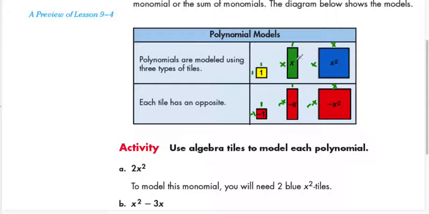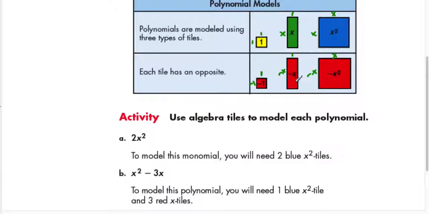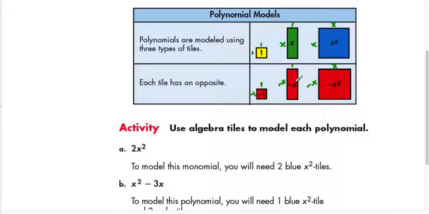So these are your polynomial models. These are your algebra tiles. Now let's take a look at some activities. Use algebra tiles to model each polynomial. It's saying 2x squared. That means to model this polynomial, you will need two blue x squared tiles. So two of these, 1 and 2. And this is the model of 2x squared.